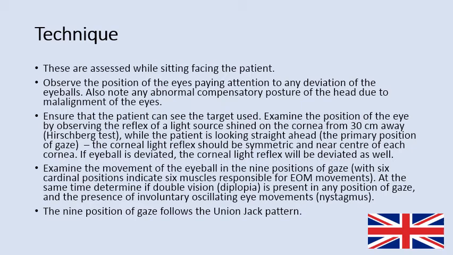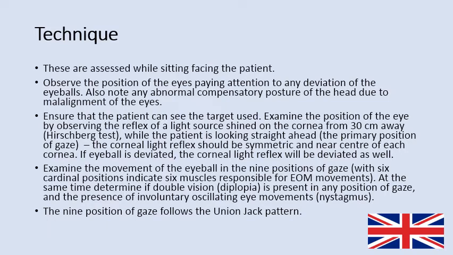Another way that you can do is using a torchlight to shine a light on the cornea so that you're able to observe the corneal light reflex. This is called the Hirschberg test. This is done when the patient is looking straight ahead in the primary position of gaze. The corneal light reflex should be symmetrical and near the center of each cornea. So when the eyeball is deviated due to a problem in the extraocular muscle or the nerve, the corneal light reflex will be seen as deviated from the center as well.